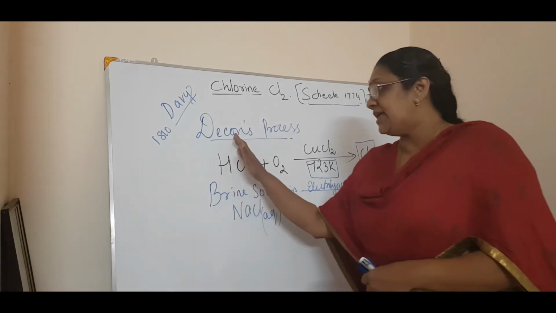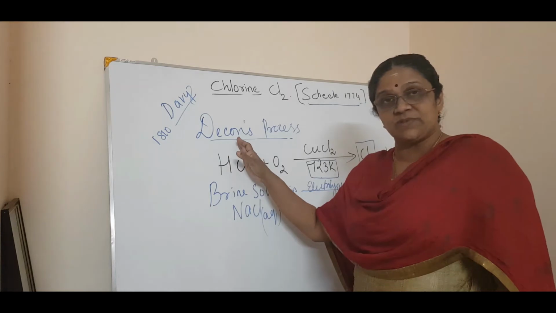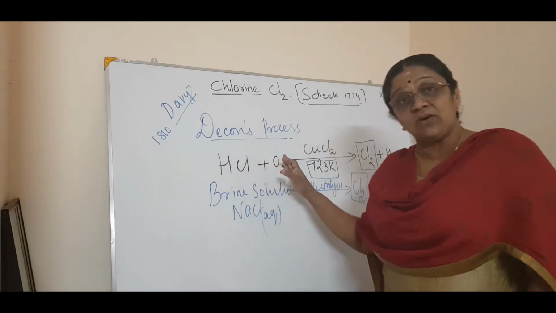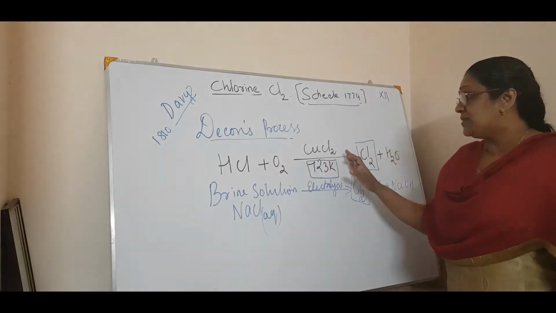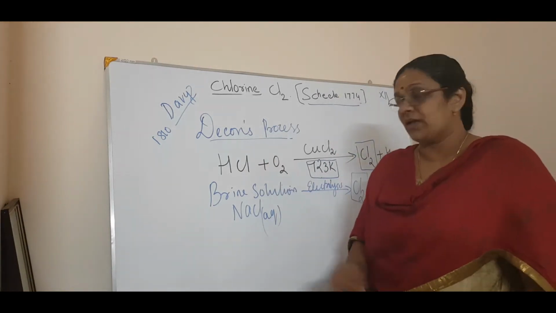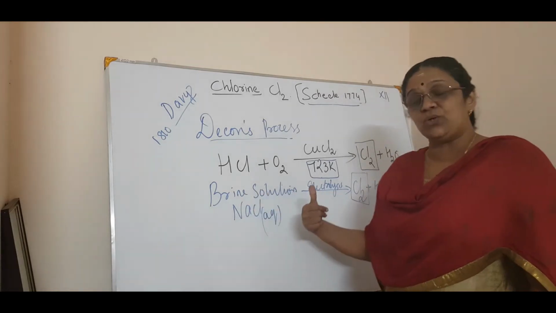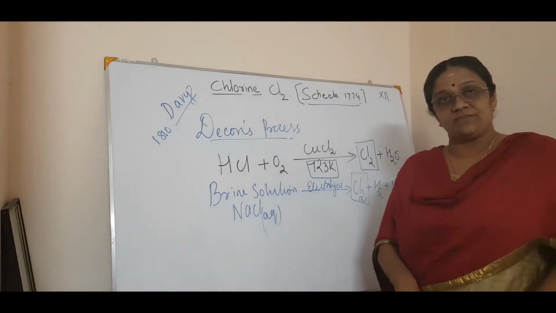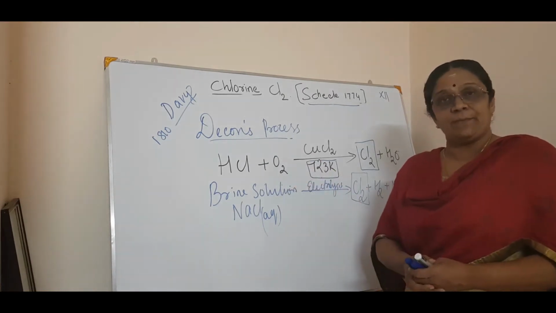So just study this. Sometimes it will ask us a named process. Write Deacon's process for the manufacture of chlorine. That is catalytic oxidation of hydrogen chloride using catalyst CuCl2 and a temperature of 723 Kelvin. Then electrolysis of brine solution, you will get chlorine, hydrogen and NaOH. So this is about the preparation.